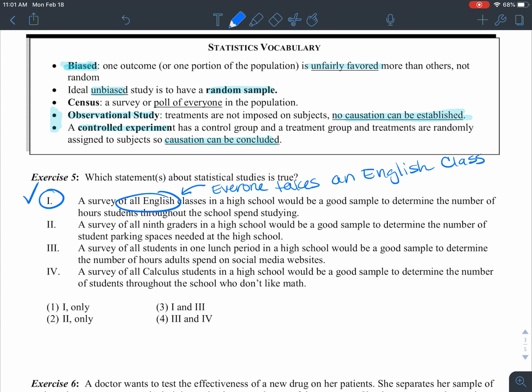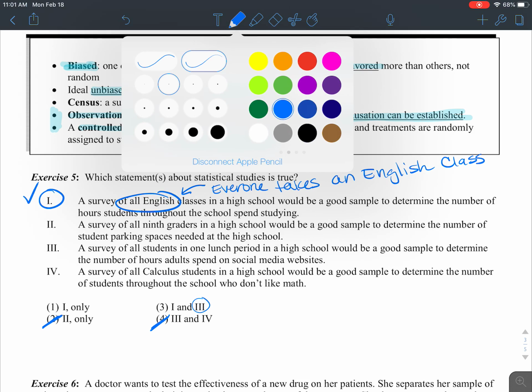Now, if this was a test I was taking, I wouldn't necessarily go through all of them. Now that I know that one is true, I know I can eliminate choice 2 and choice 4 because neither of them include one. And I can actually just test now choice 3. But we're going to go through each of them to make sure we understand the vocabulary here.